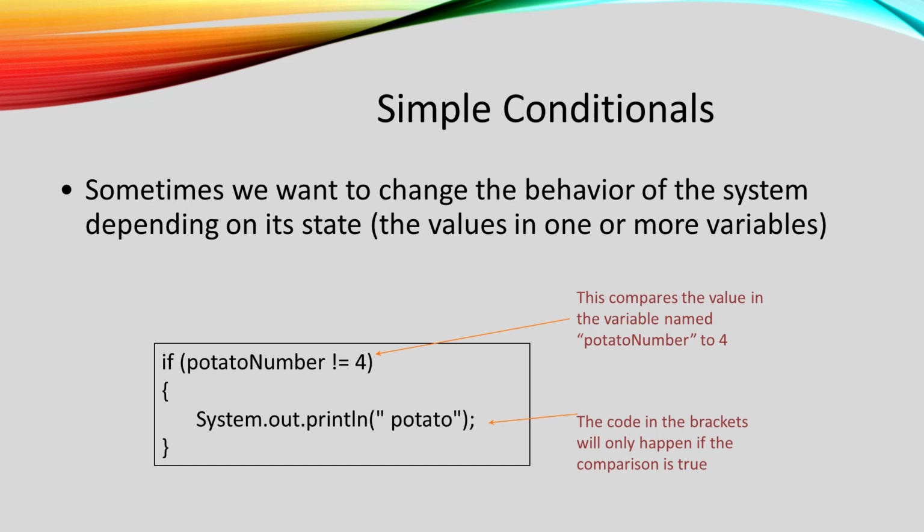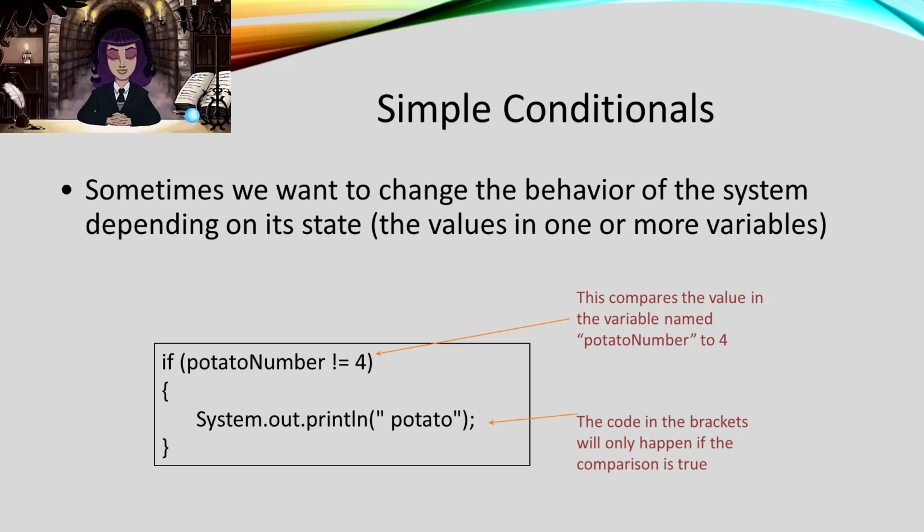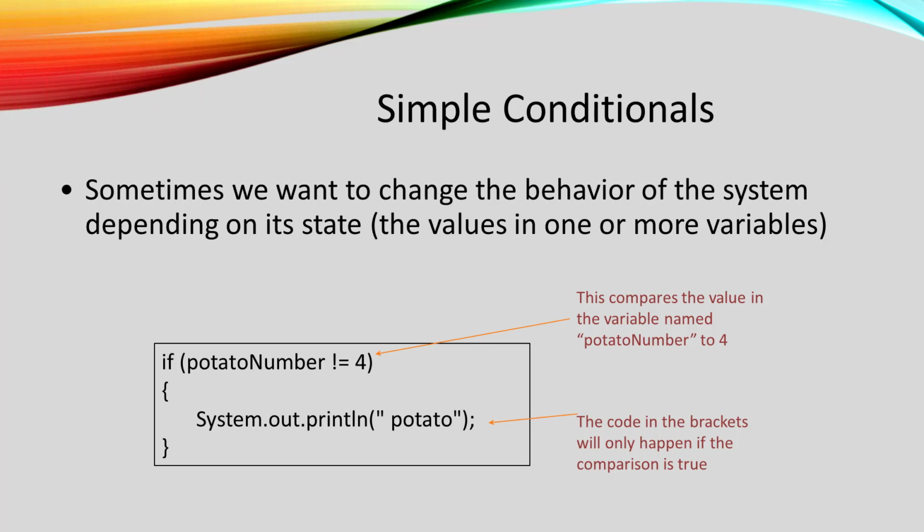Sometimes we want to choose to do something based on the state of the system. Take this example. This is from the childhood rhyme that goes 1 potato, 2 potato, 3 potato, 4, 5 potato, 6 potato, 7 potato more. That's right, Zumi. In that rhyme, we want to say the word potato every time except when we are on the number 4. To get that change in behavior, we use an if statement.